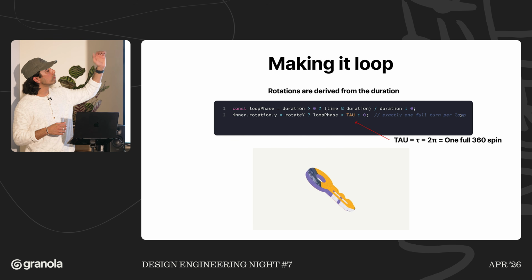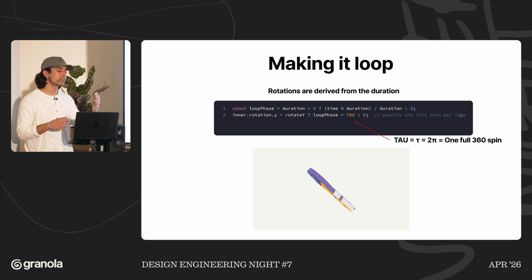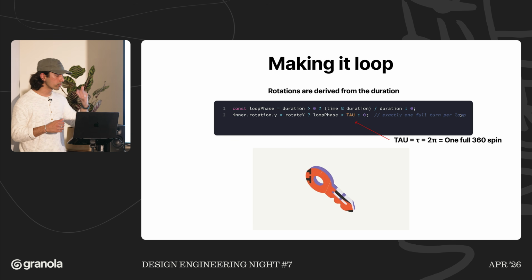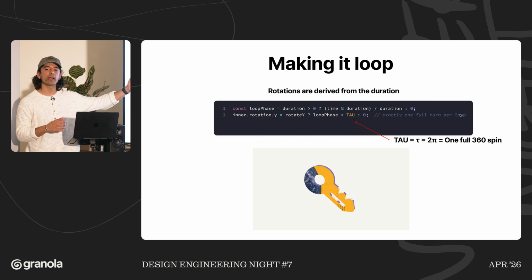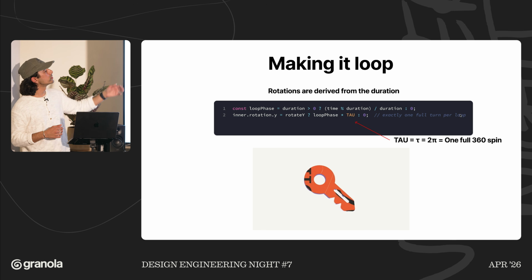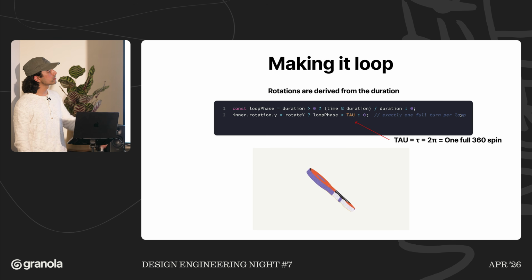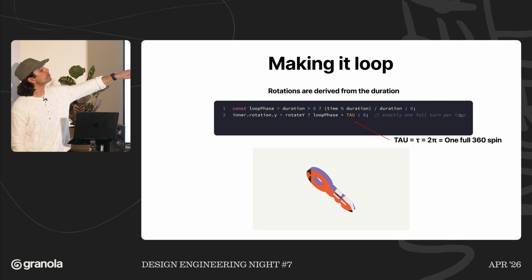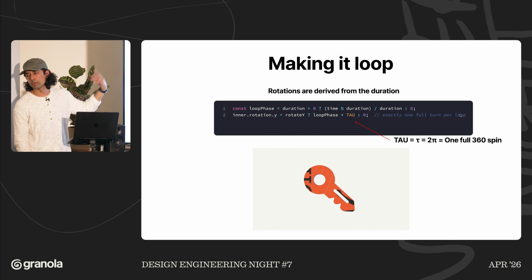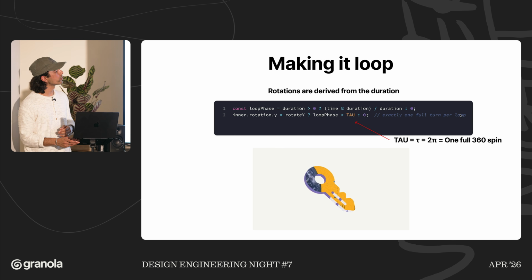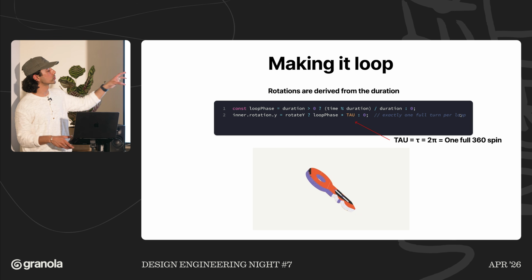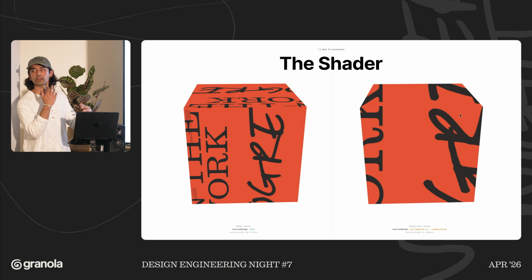So we get that time modulo by duration. So if it was 5 seconds, we'd count up to 5, and then we'd loop back down to 0, and we count back up to 5 again. And here you can see if we do have a rotate Y, then we use that loop phase plus this 2a, which is basically a Greek symbol, which is 2 pi, which is 1 full 360 rotation. And so that's how we make sure everything stays in sync, and loops.